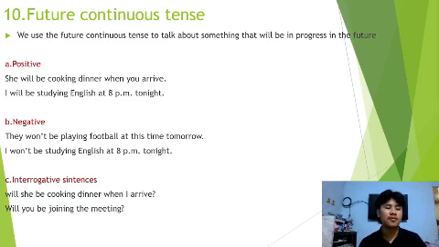Positive sentence: she will be cooking dinner when you arrive. I will be studying English at 9 p.m. tonight. Negative: they won't be playing football at this time tomorrow. I won't be studying English at 8 p.m. tonight. Interrogative sentence: will she be cooking dinner when I arrive? Will you be joining the meeting?